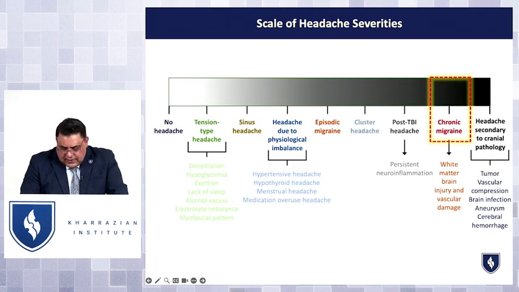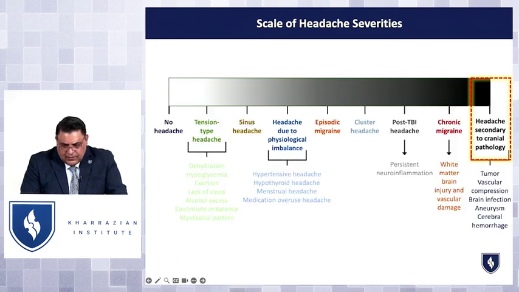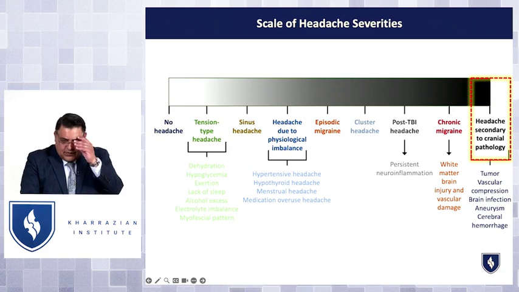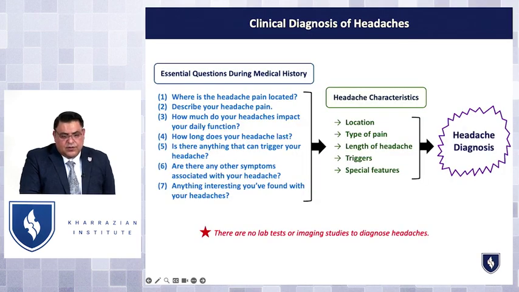Okay. Then as we move from migraine, we get into headache secondary to cranial pathology, and we'll go over how to identify red flags for that as well. Okay. Now let's move on from types of headaches and spectrum of headache severities to headache diagnosis. So ultimately, as a clinician, what you're trying to do is go through your medical history, ask questions, look at their headache characteristics, and then come up with some kind of diagnosis.